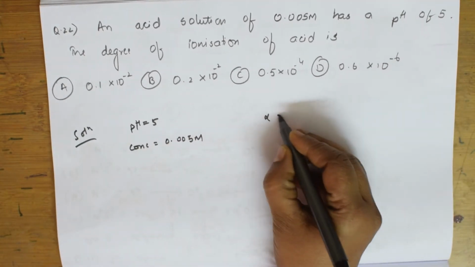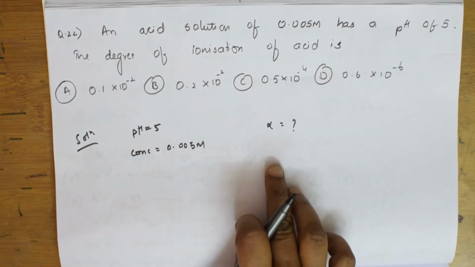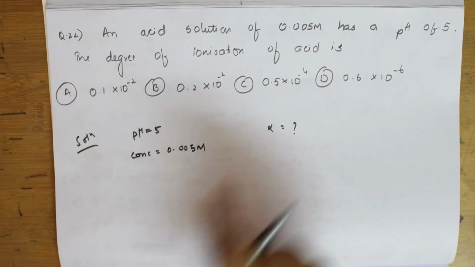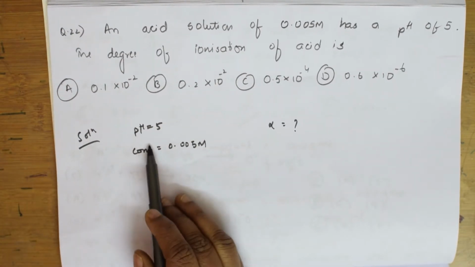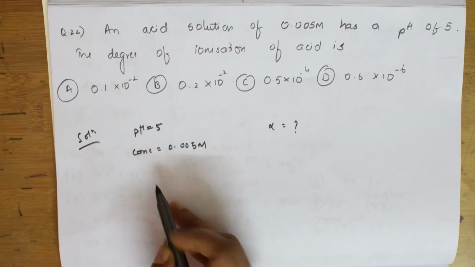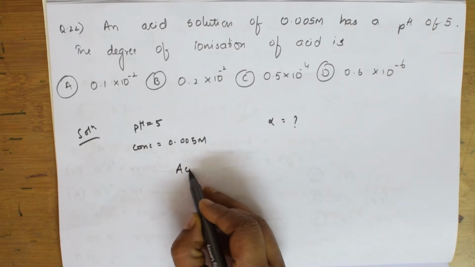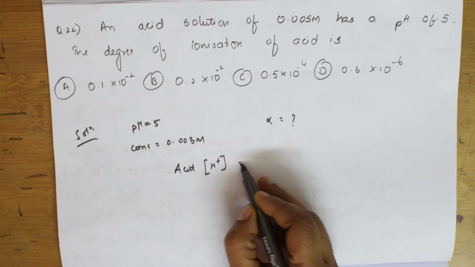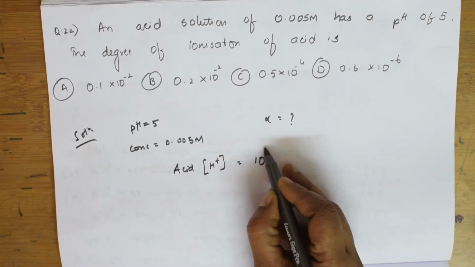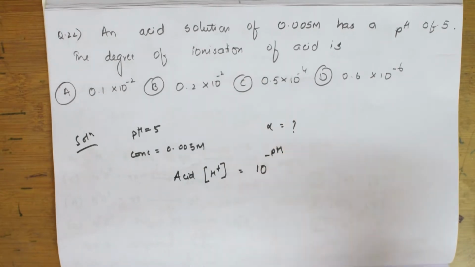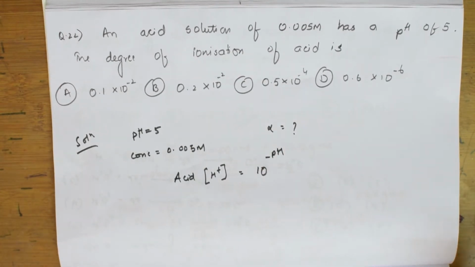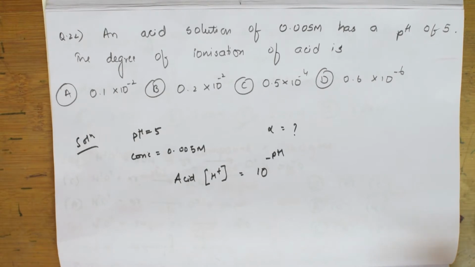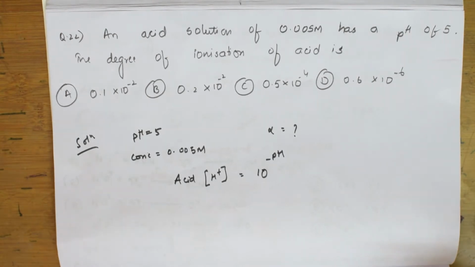And what should I find out? I have to find out alpha, that is your degree of ionization. Alpha is degree of ionization, isn't it? So basically, when pH is given to us, let us write the formula. This is the easiest way to do. Basically, the acid, that is your H plus concentration. What is H plus concentration? It is equal to 10 raised to the power of negative pH. That is what we studied, isn't it? The base 10, the negative logarithm, that is equal to your acid concentration.